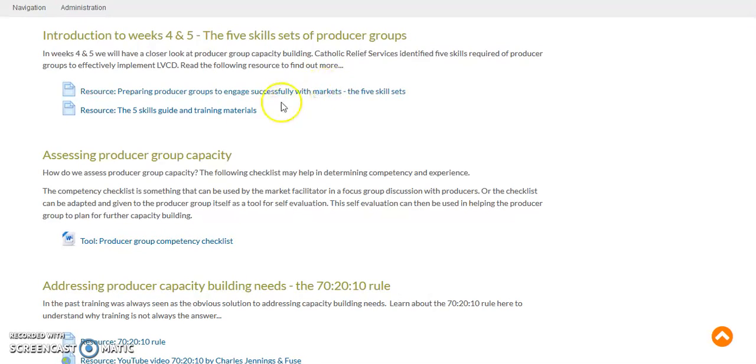We have also provided you with heaps of training materials that you can download for free to be used for capacity building for your producers groups. And we will learn how to assess producers group capacity. We have provided you with the checklist here.